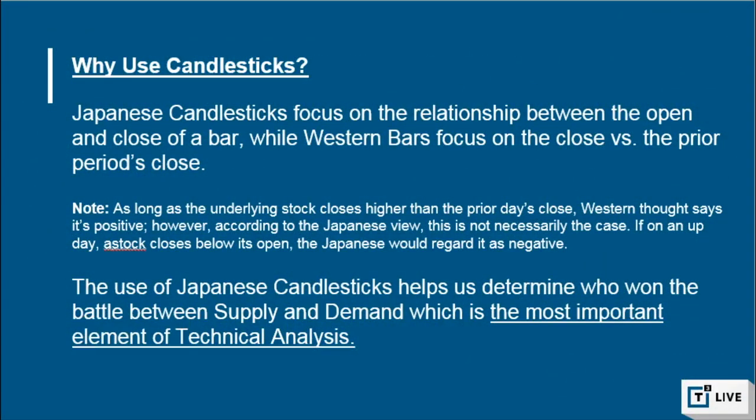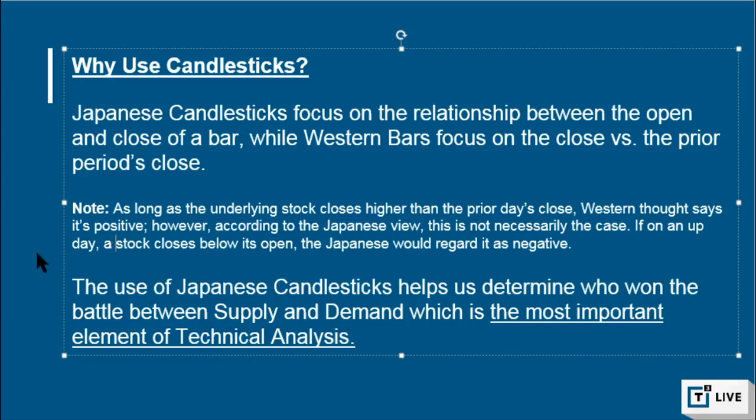Japanese candlesticks focus on the relationship between the open and the close of a single bar, while Western bars focus on the close of a bar versus the prior period's close. And as long as the underlying stock closes higher than the prior day's close, Western thought says it's positive. However, according to the Japanese view, this is not necessarily the case. If on an up day, a stock closes below its open, the Japanese would regard it as negative.